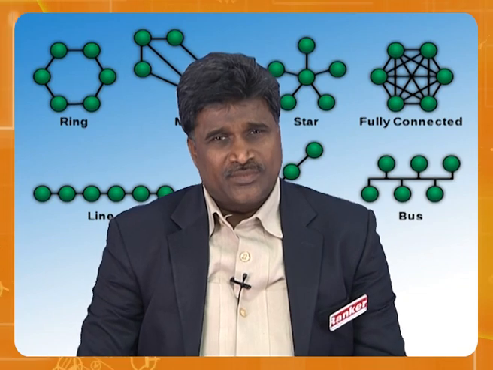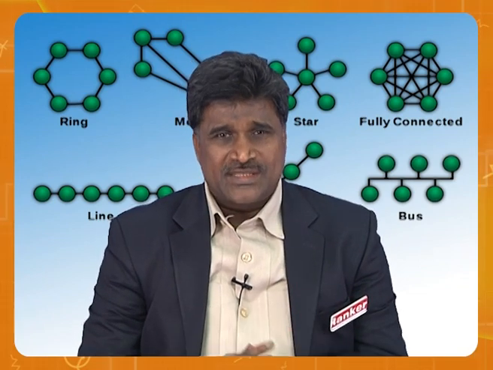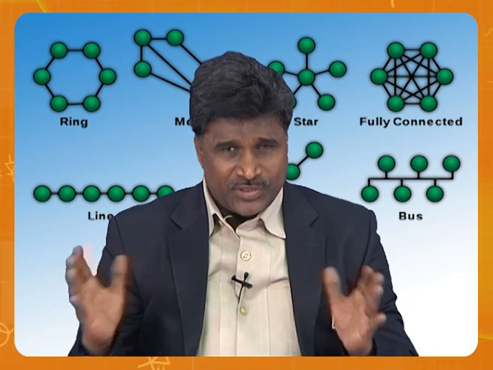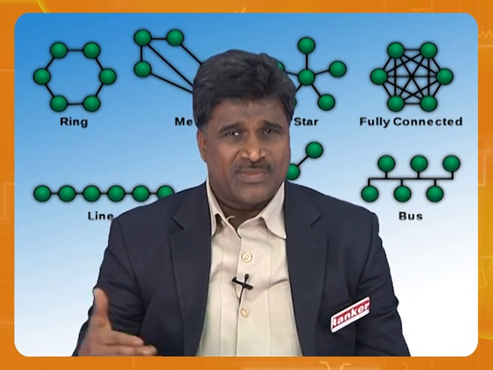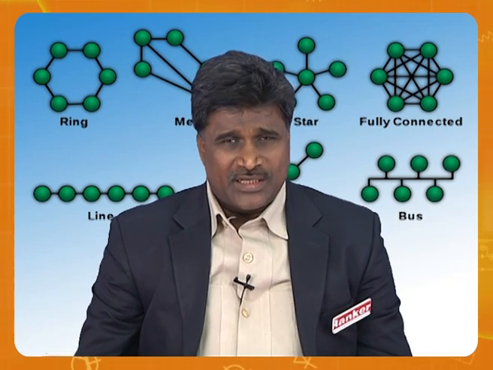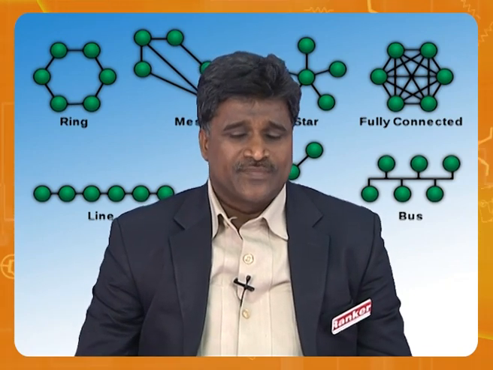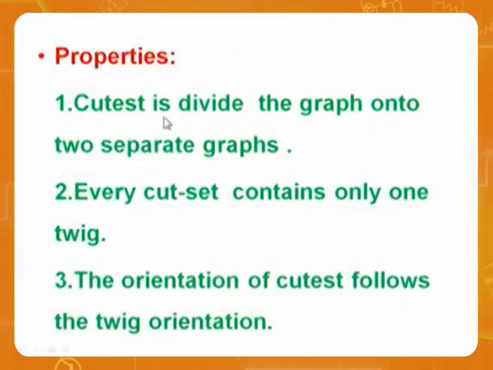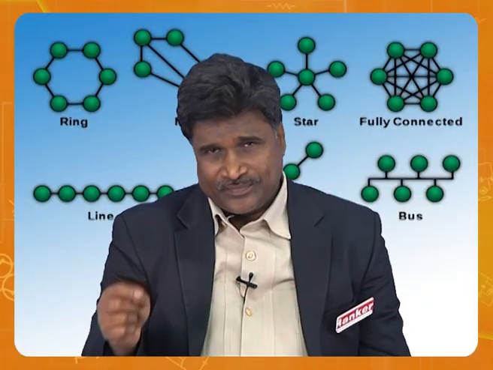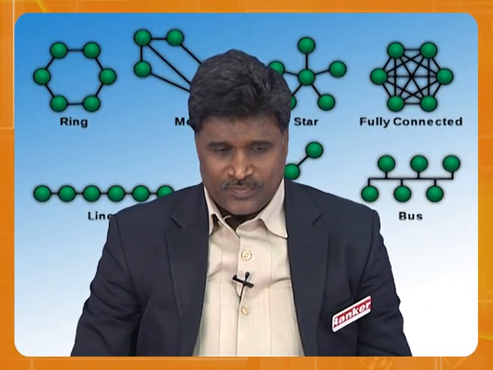So please observe how I will be using these matrices to bring a beautiful conclusion. Then only you will really understand the very purpose of these matrices. Otherwise, you do not really understand why we are studying all this. Now let me take you further. These are the properties. A cut set divides a graph into 2 separate graphs. Every cut set contains only one tree branch. The orientation of the cut set follows the tree. As I said, the tree branch we take as a node. So these are the properties.